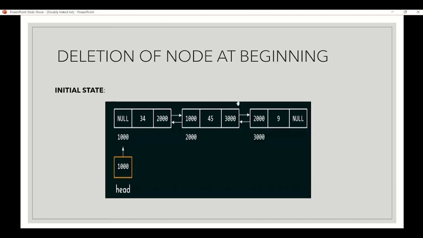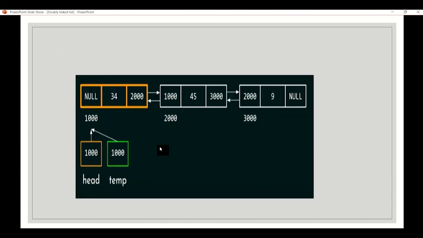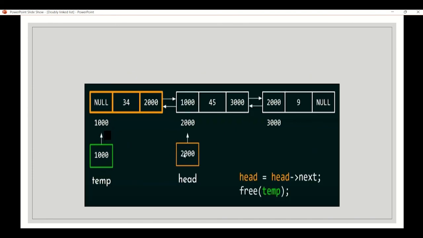We are done with insertion. Let's move on to deletion. So first is deletion of a node at the beginning. We have three nodes here, and the head points to the address of the first node. We have to delete the first node. So we are temporarily pointing to the address of the first node using temp, and we have to move the head forward. This moving operation is done using one line of code, that is head is equal to head of next. Head moves to next. Then free of temp is used to delete the node.